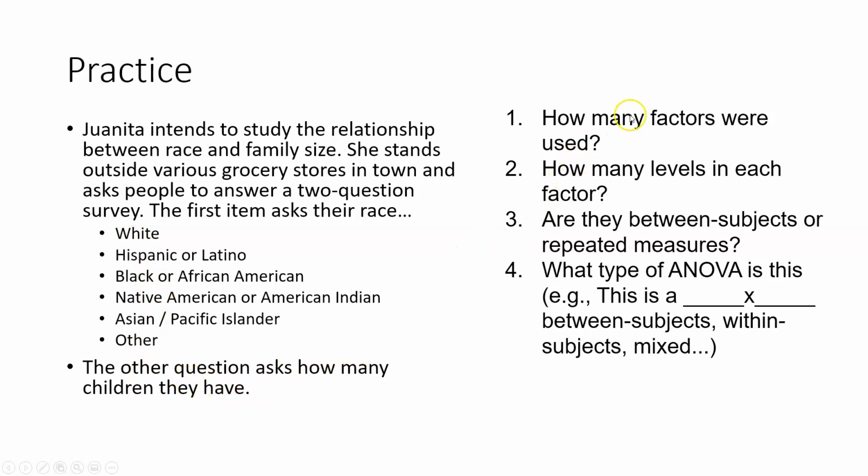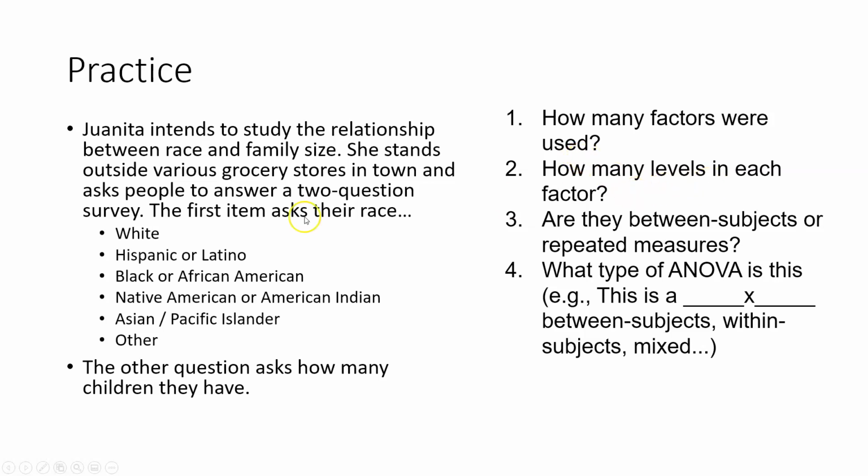So, how many factors were used? How many levels in each factor? Are they between subjects or repeated measures? And what type of ANOVA is this? So the answer to the first one is a little tricky here because she's actually only given them one independent variable. The dependent variable is how many children they have. So that's not actually a factor. That's a DV. Thus, this is a one-factor ANOVA.